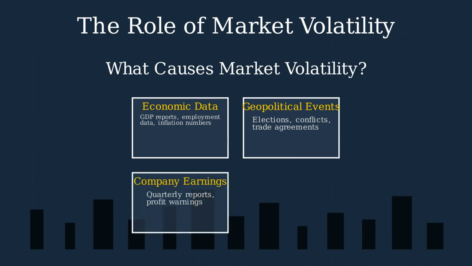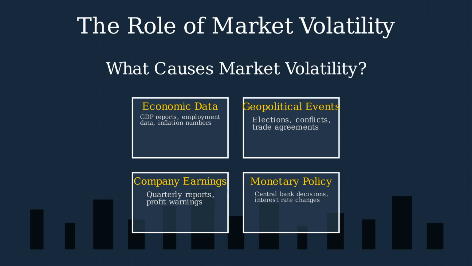Company earnings reports, especially from market leaders or bellwether stocks, can spark volatility across entire sectors or even the broader market. Changes in monetary policy, particularly interest rate decisions by central banks like the Federal Reserve, are among the most powerful drivers of market volatility.